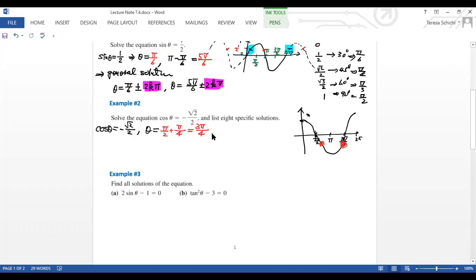Okay, so now I have another angle here, right? So this angle, you know, it will be what? This angle will be from the 3 pi over 2 dropping down by pi over 4, right? So this angle will be 3 pi over 2 minus pi over 4. So what do we have here? We got 5 pi over 4. Okay, so these two are my solutions within one period, right? So my general solutions here will just be 3 pi over 4 plus minus 2k pi.